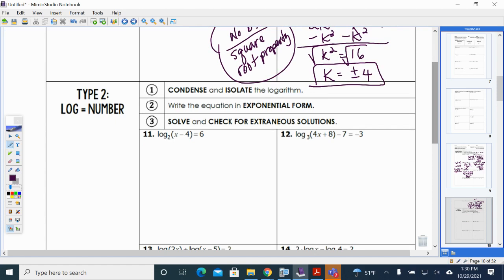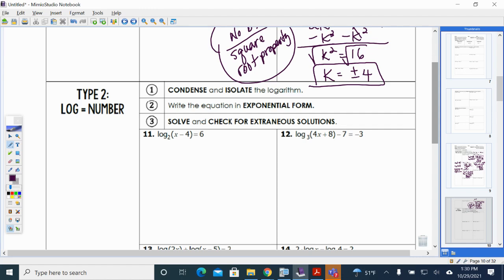The second type of equation that we're going to look at is when you have a log on one side and a number on the other. The first step says to condense and isolate the logarithm. Secondly, we're going to write the equation in exponential form. Thirdly, we are going to solve and check for the extraneous solutions.